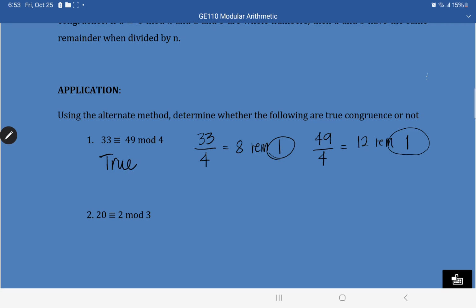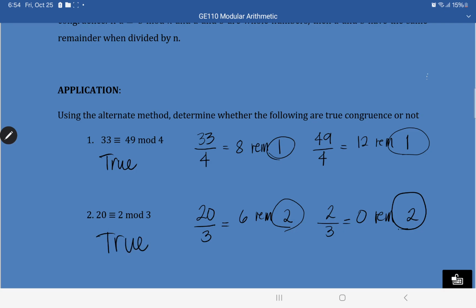Now for the next number, 20 is congruent to 2 modulo 3. We divide 20 by 3. So we get 6 remainder 2. And then if we divide 2 by 3, this would be equal to 0 with a remainder of 2. Now since the remainders of both are the same, then we say that the congruence is true. Okay?